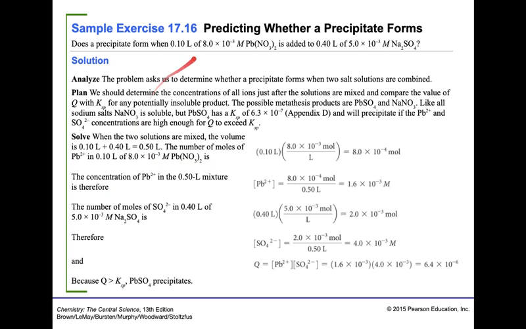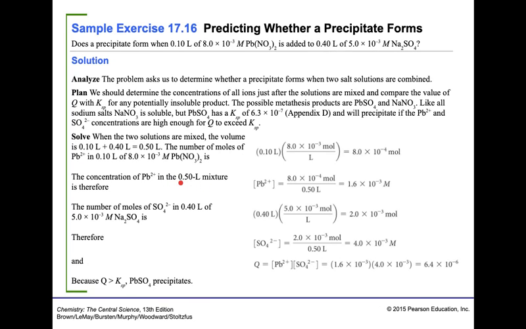Another thing to note is we are specifically adding 0.10 liters of lead nitrate and 0.40 liters of sodium sulfate. So overall, the volume in this system is going to be different. You're going to need to put those volumes together to get 0.5 liters.